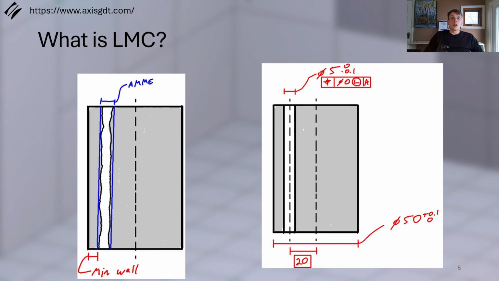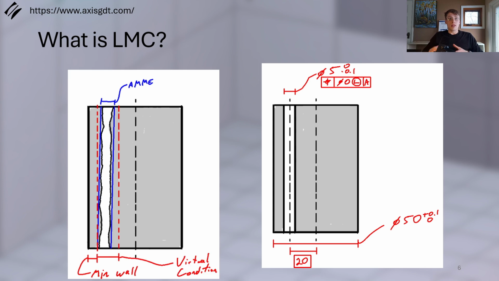So let's say we have some minimum wall condition that we want to protect based off of like an FEA or something. We apply this 0 at LMC positional tolerance. That combination of controls between the size and the positional tolerance creates what's called a virtual condition, and the feature is not allowed to violate that virtual condition. So the measured feature, the real feature, is not allowed to go beyond that virtual condition.